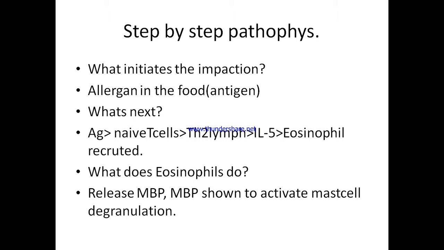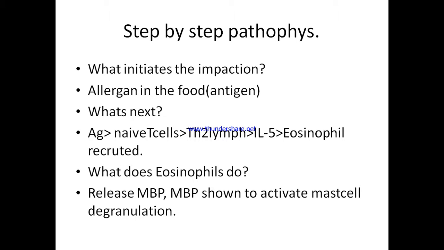Now I have tried to simplify the pathophysiology of it, though it is not so clear. But let's start. What initiates the impaction is the allergic substance, the antigen present in the food that we are consuming. What happens next is the antigen gets taken up by antigen presenting cells, and they go to the nearby lymph node and give it to the naive T cells. Naive T cells then stimulate the differentiation of Th2 type lymphocytes.